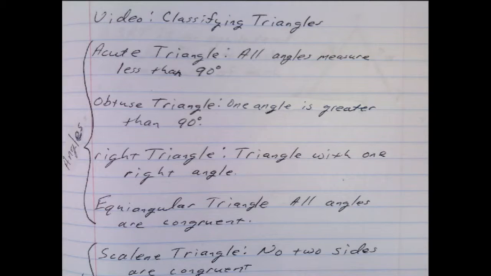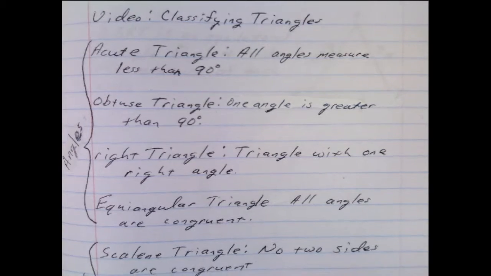The next one is an obtuse triangle. That means that we have one angle that is greater than 90 degrees. And then we have a right triangle, where we have one angle that is exactly 90 degrees, or a right angle. And then the last one is equiangular, which means that all of the angles are congruent.